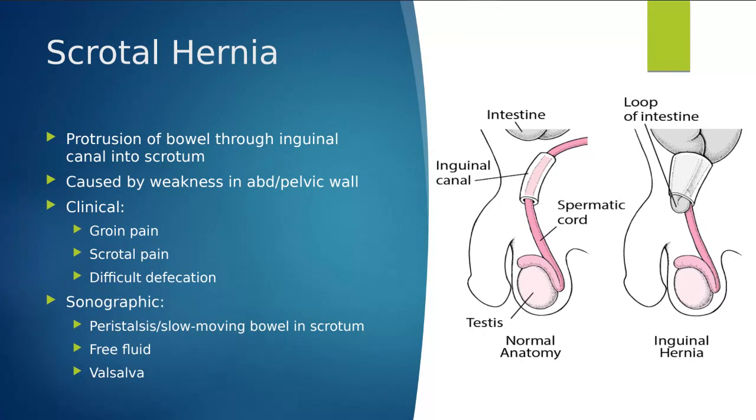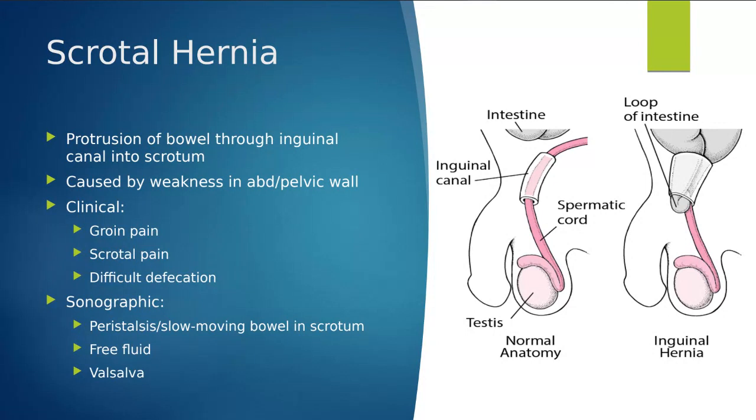So we know our spermatic cord is that main pathway between the scrotum all the way up into the inguinal canal into the patient's pelvis. So if we have a weakness that's occurring in that region of the inguinal canal, it's very easy for the bowel to protrude right through it. Clinically, we are going to see a patient with groin pain, scrotal pain, and they're also going to have difficulty with defecation.